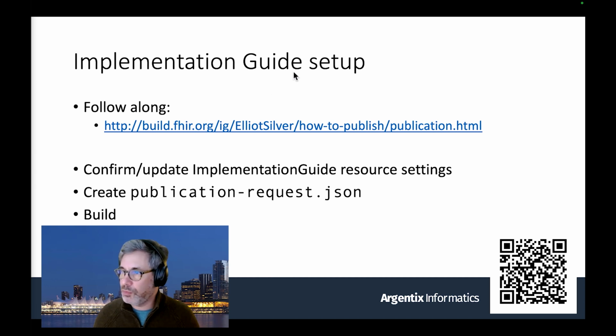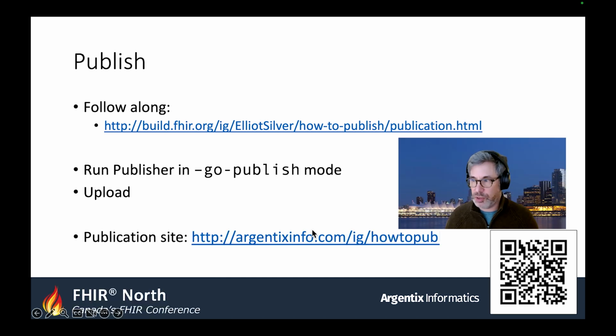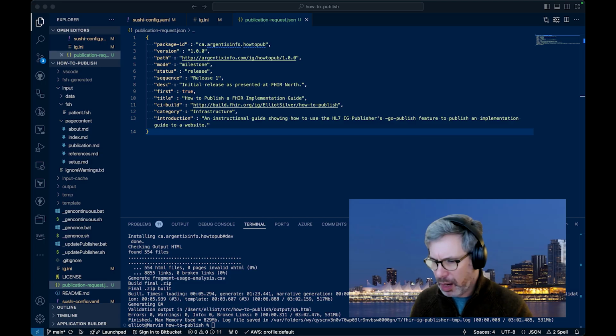So for our implementation guide, we went through, we confirmed or updated our settings, we created the publication request, and right now we're doing the build. All's looking good. Next thing we're going to do is go back to the staging project, run the publisher in Go Publish mode, and then we're going to upload our implementation guide. We're almost there. Okay. If you're following along, we're still on the publication page. All right. We got down to the end there. No errors, no warnings, no broken links. Everything looks good.